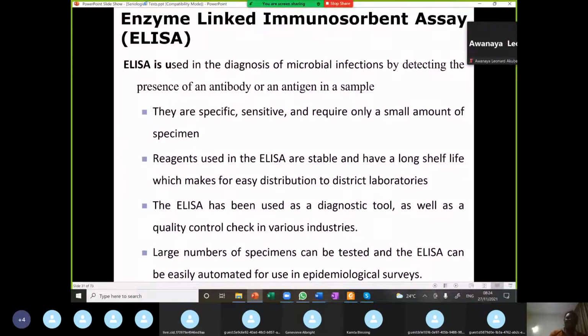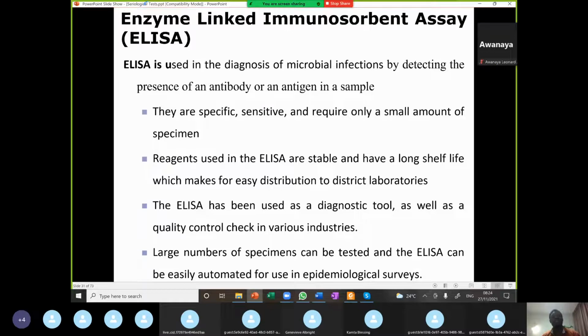We have looked at the direct and the indirect. Now we go to the second method. This method is more popular because it is commonly used. Enzyme-linked immunosorbent assay, ELISA. You always say the word ELISA, not enzyme-linked immunosorbent assay.